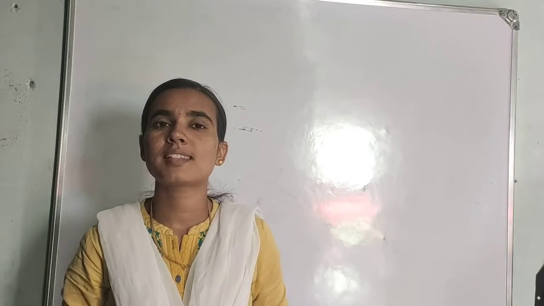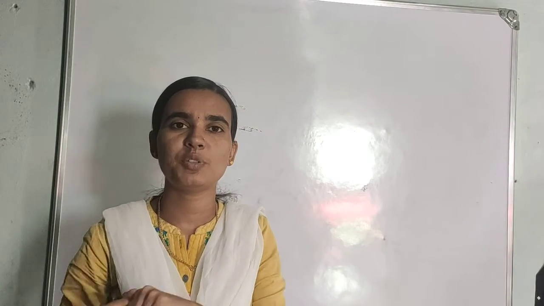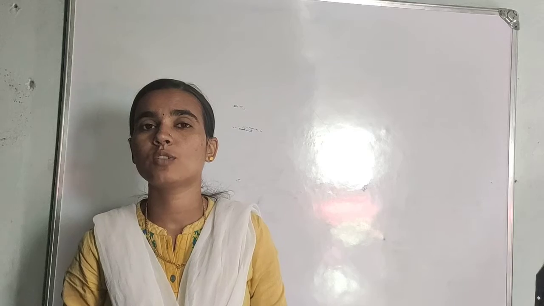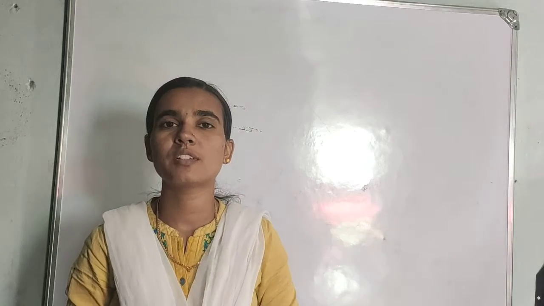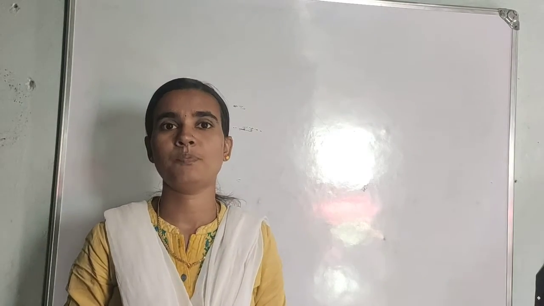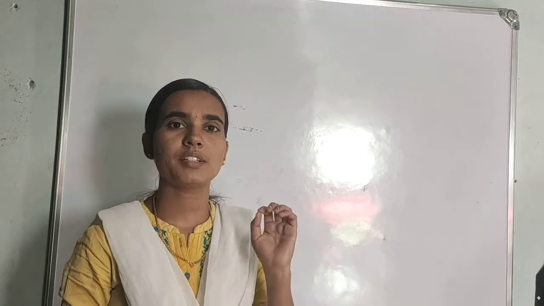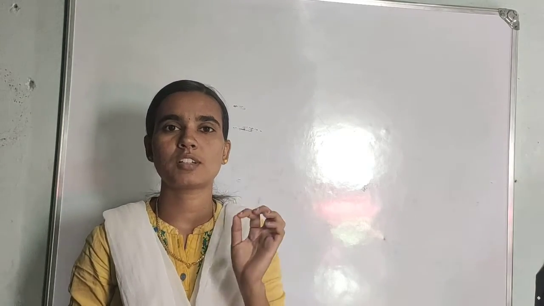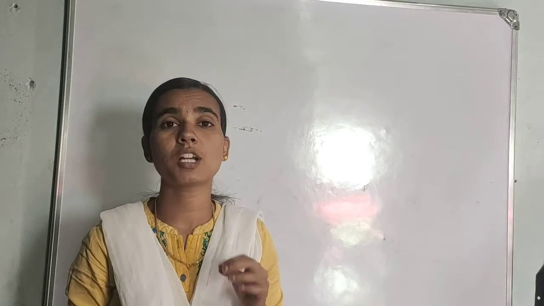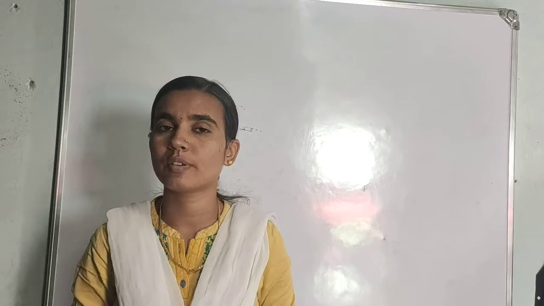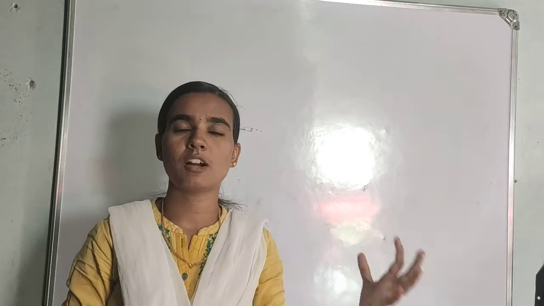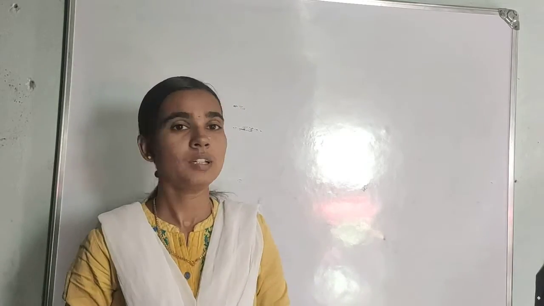Dear students, in the last class we discussed the definition of heat and temperature, and also the differences between heat and temperature. In the last class we learned that by touching an object we can only say it is a hot object or a cold object, but we can't say the exact temperature of any object. It may be hot or it may be in a cold condition.